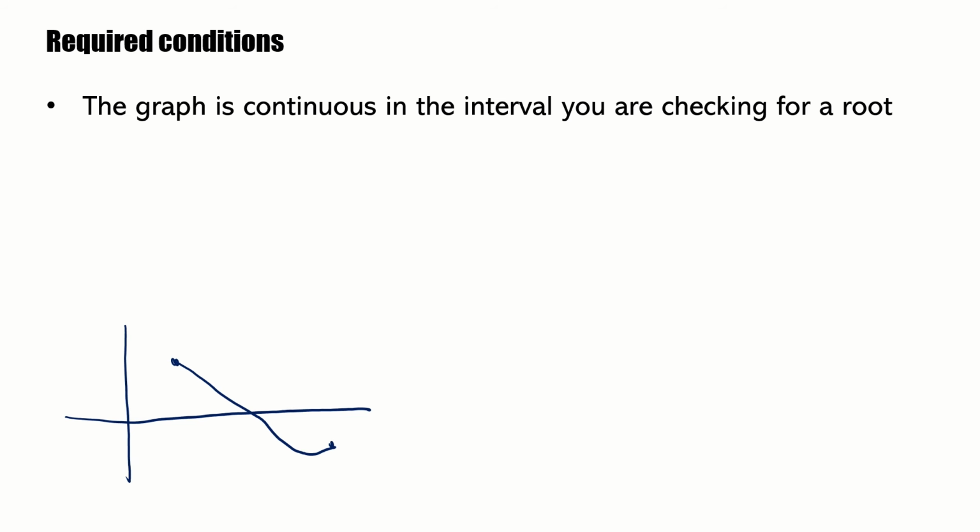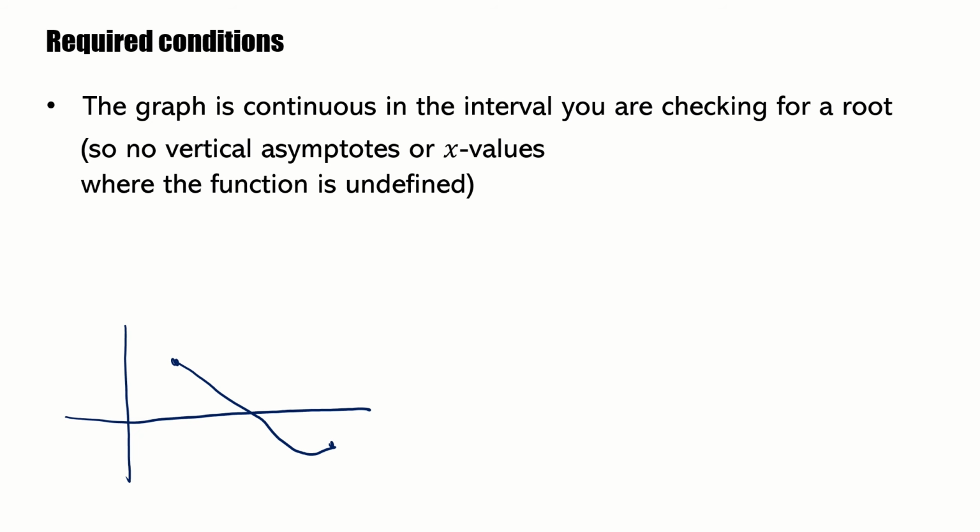Therefore, that means you do need to be watching out for points on the graph where there are vertical asymptotes or just x values that you aren't able to plug into the graph, because that is an example of where a graph is not continuous. These are officially called discontinuities.